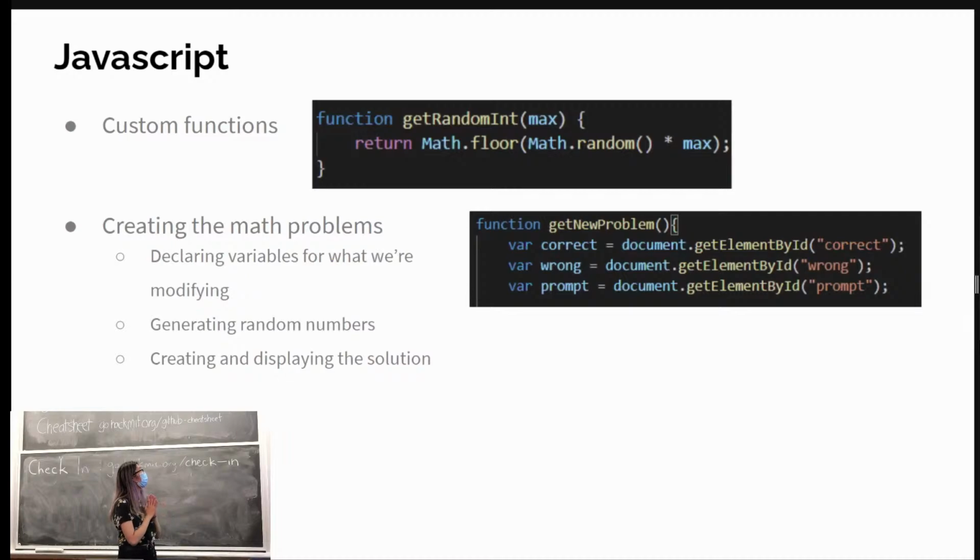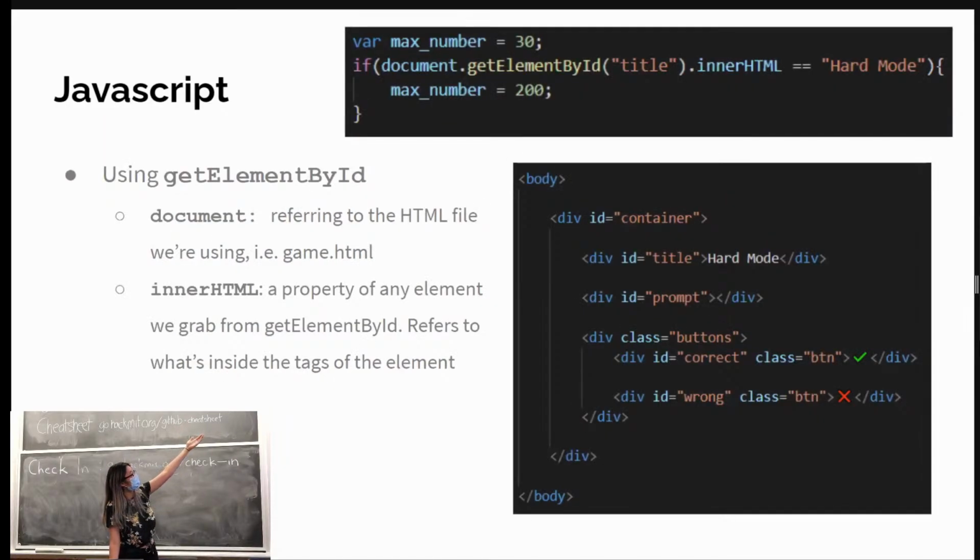Okay, so some other things that we are doing in JavaScript. I should mention, I don't know if people are following along, but the code at the very top is the beginning of our game.js. So the first thing that we're doing is setting the max number first, because that will affect everything else that we're doing.